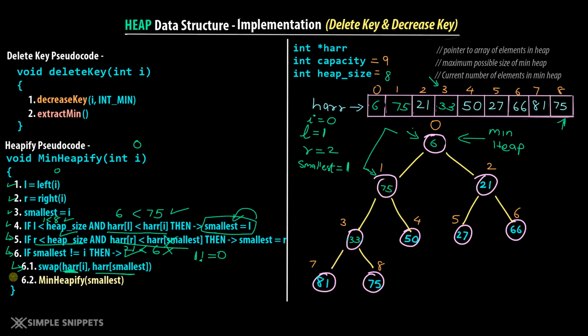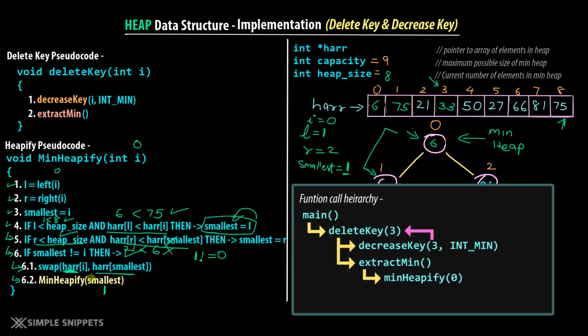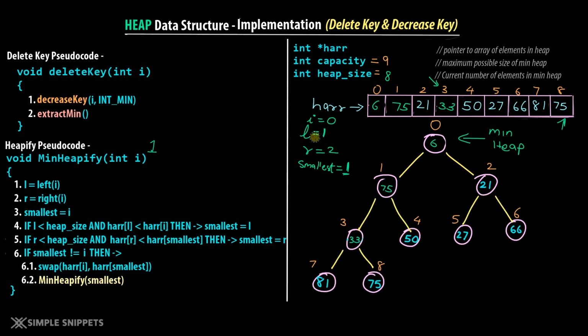Alright. After this, we again recursively call min heapify and we pass smallest, which is index position 1. So we are passing this index. Again we will re-execute this min heapify in a recursive way. So let's recursively execute it, and this time we are passing 1. Now again these variables, I, L, R and smallest, will be calculated, and this process will keep on going.